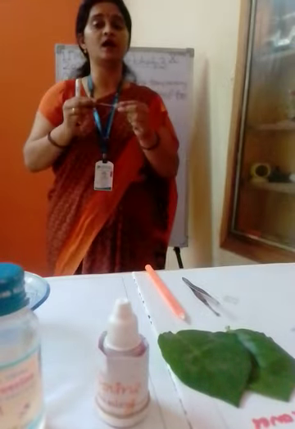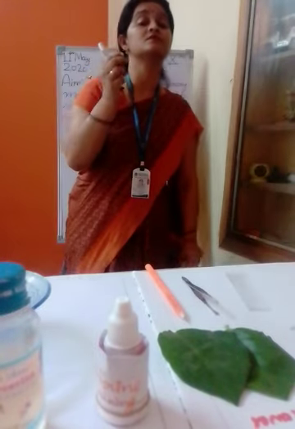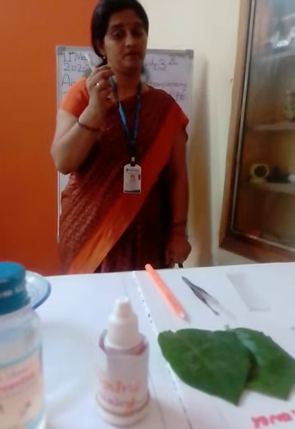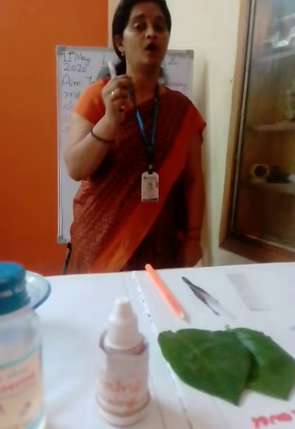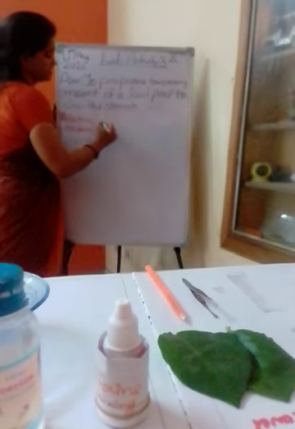What is this? This is the curved, rectangular shaped glass slide. Now what is this? This is the cover slip. Understand that? Now these are the materials. So how can you write the materials?